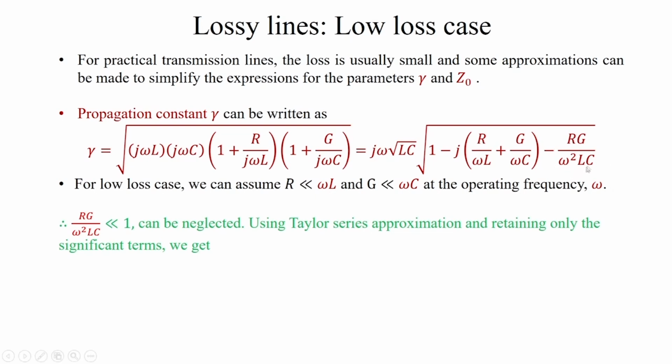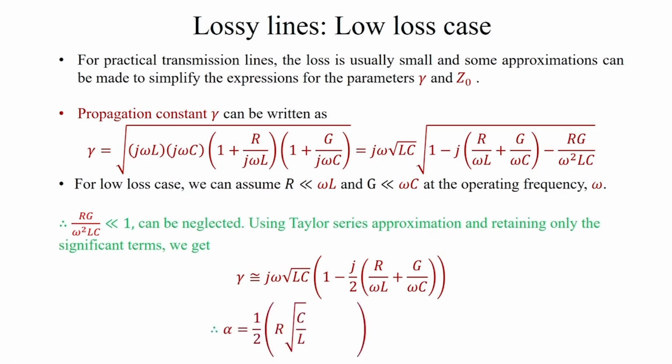Then once we neglect this term, and for the remaining term we apply the Taylor series approximation and retain only the significant terms, then we can write gamma, the propagation constant, approximately as j omega root L C into 1 minus j by 2 times R by omega L plus G by omega C. So, now we can find the real and imaginary parts of this equation, and from there we find that alpha is half R root C by L plus G root L by C, and beta is omega root L C.